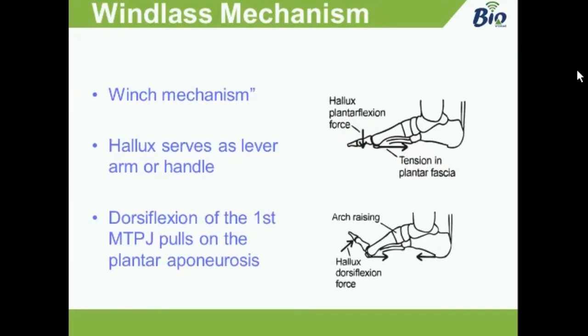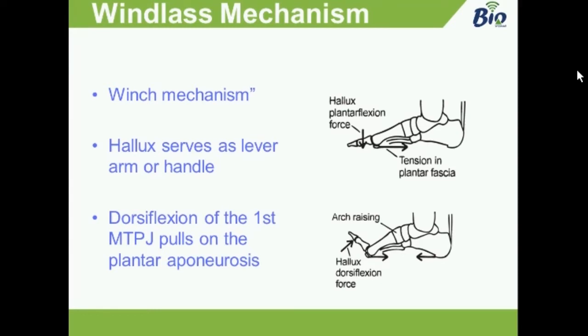Now, I can't talk about the forefoot and potential problems without talking a little bit about the good old Windlass mechanism. So this is just a little bit of a recap. Basically, it's a bit like a winch mechanism. It's been around since Hicks first described it in the 1950s. If the hallux is dorsiflexed, it essentially pulls on the plantar aponeurosis, draws the first metatarsal and the calcaneus closer together, and as a result, that raises the arch.